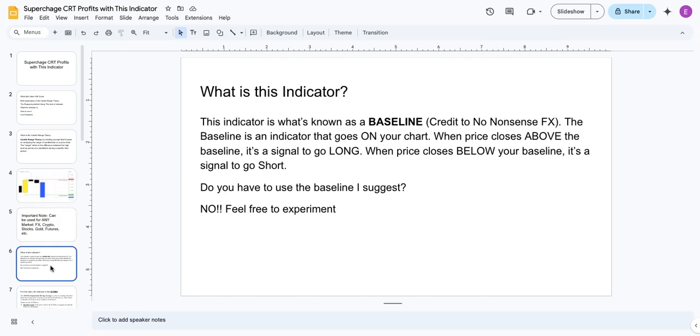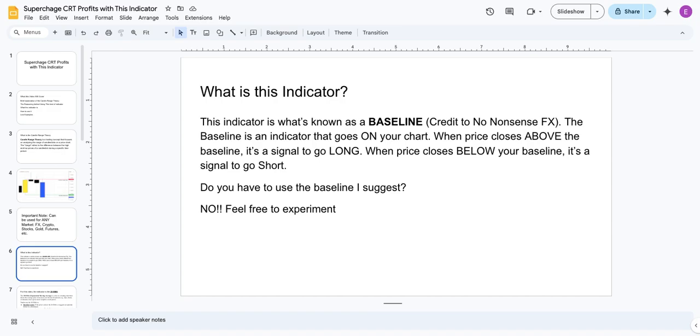This indicator is what's known as a baseline. I have to give credit to the creator of this concept, who is No Nonsense Forex. He's here on YouTube. Feel free to Google him. He's more into indicators than I am. I'm more of a price action trader. However, you can do both. Who cares? So the baseline is an indicator that goes on the chart. It shouldn't be below it. It should be on top of it.